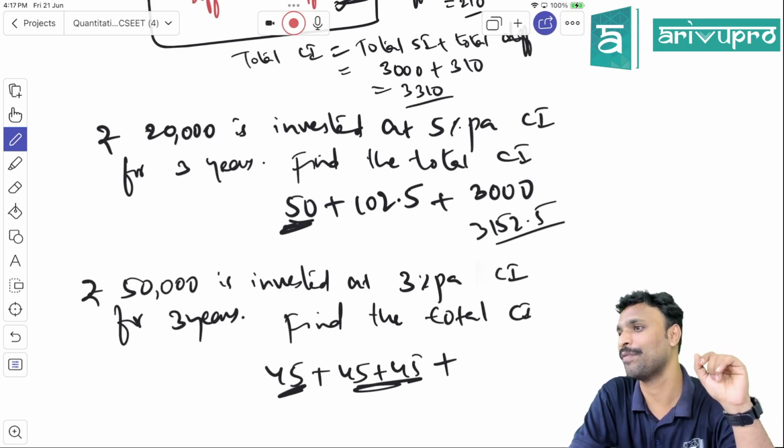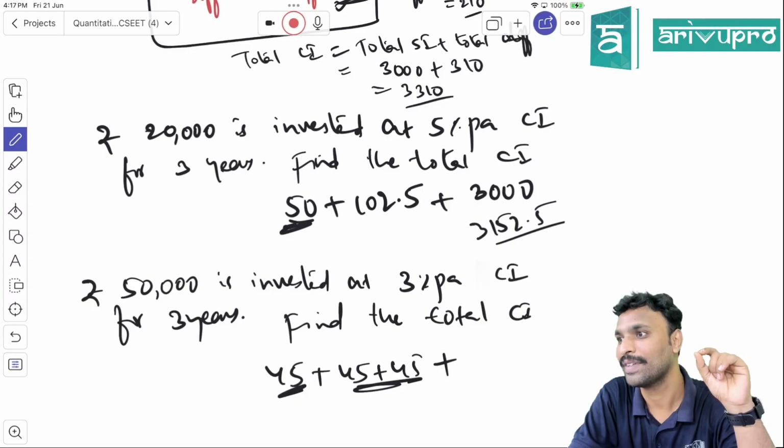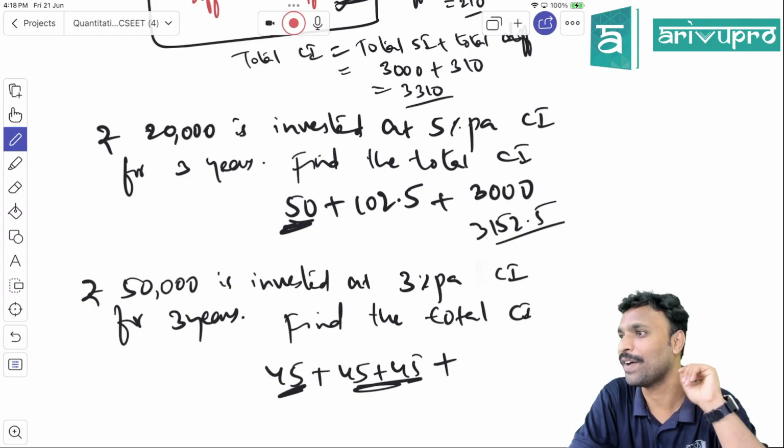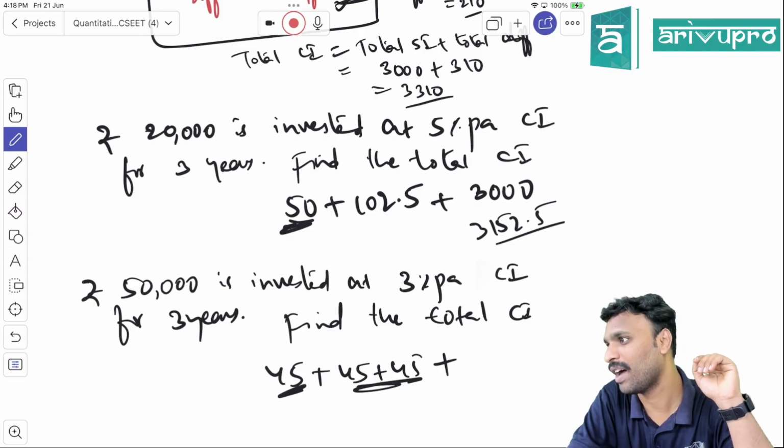3% on 45. 1% is 0.45, correct? 3% is 0.45 into 3. Tell me: 0.4 into 3 is 1.2, 0.05 into 3 is 0.15. So it is 1.35. Understood?